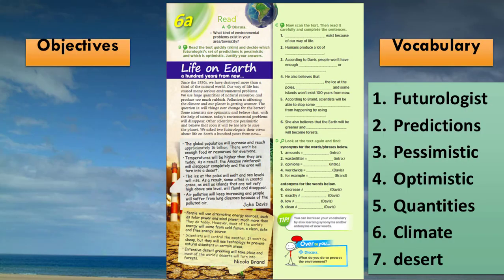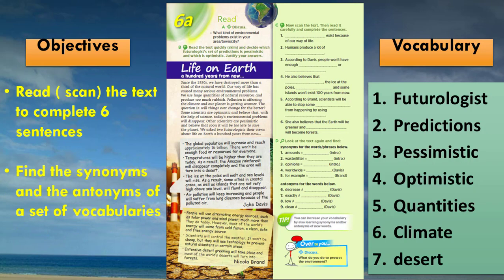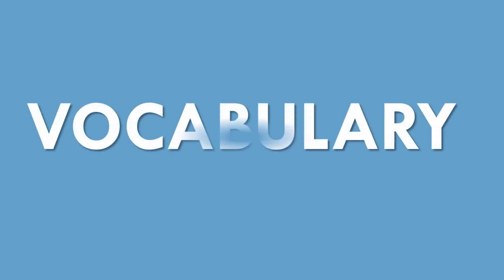Our objectives today are to read and scan the text to complete 6 sentences, also to find the synonyms and the antonyms of a set of vocabularies. And now let me remind you of the most important vocabulary we discussed last time.